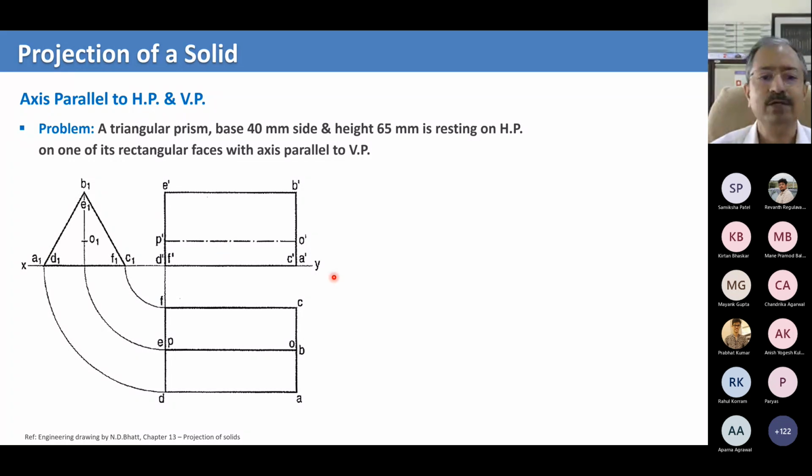Now something very similar, except we are reversing the whole thing. Now we are saying that a triangular prism, whose base is 40 millimeter side and height is 65 millimeters, is resting on the horizontal plane.